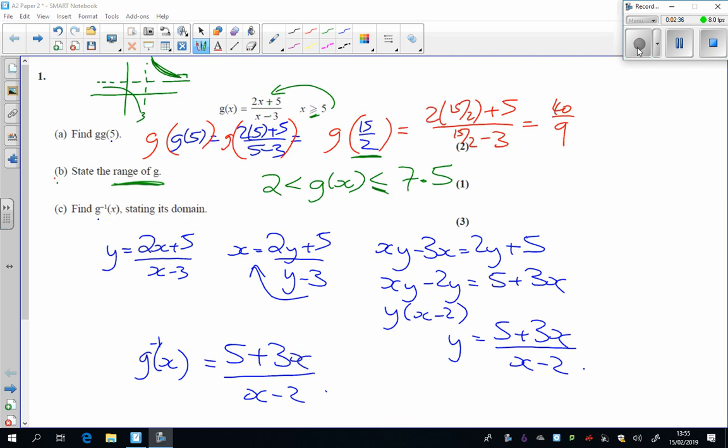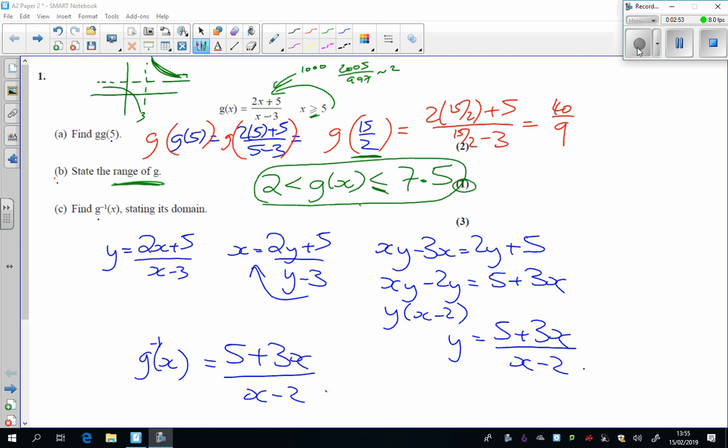A nice way of thinking about this is, well, what would happen if you put 1,000 in here? We'd get sort of like 2005 divided by 997. And really, that's really close to 2. That's what we're showing here. That is only worth the 1 mark.